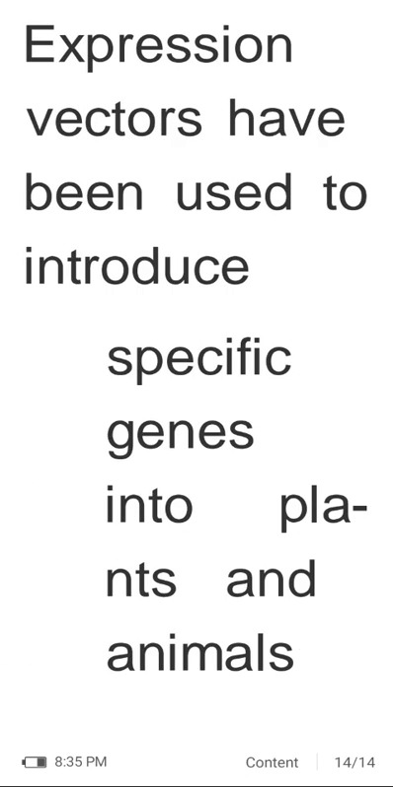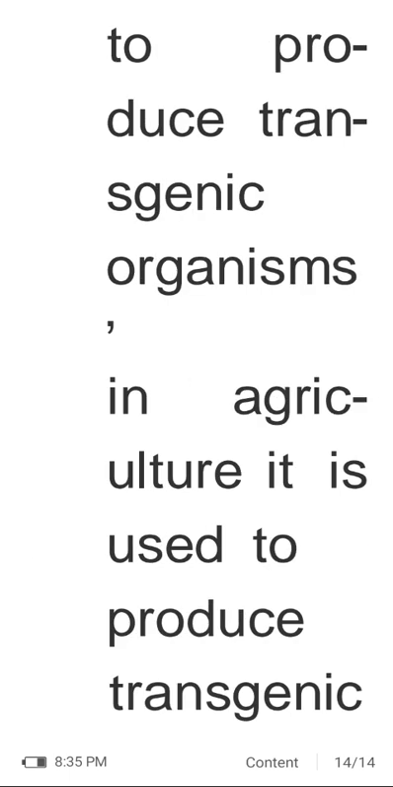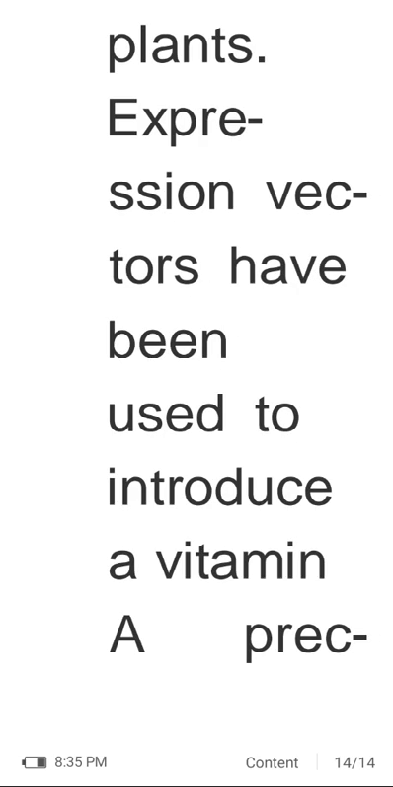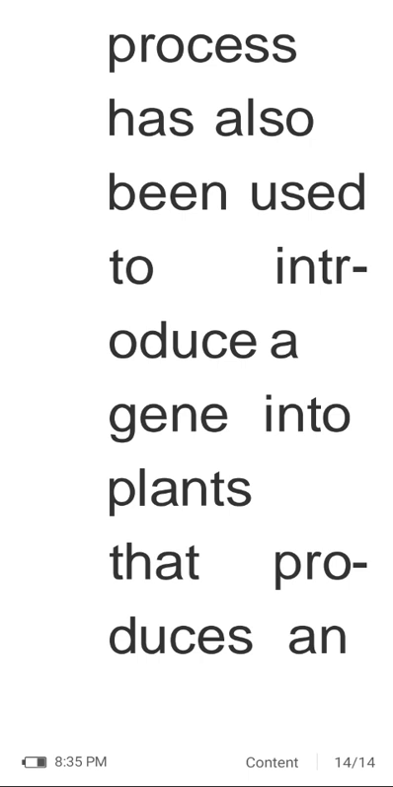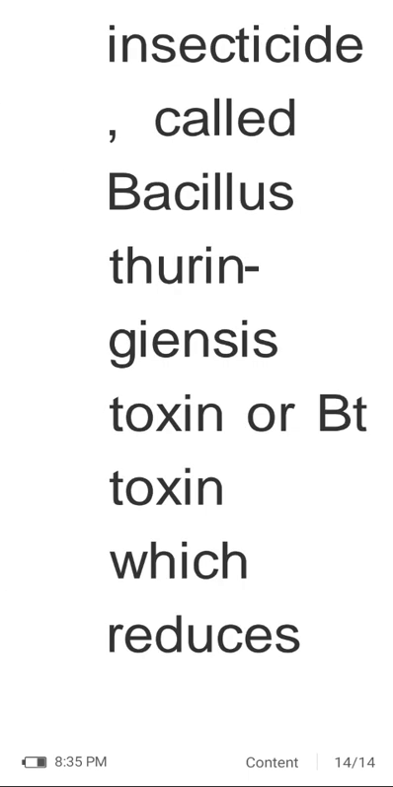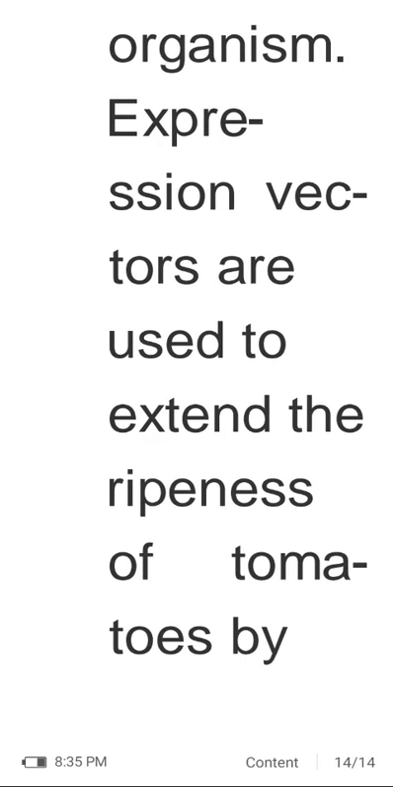Transgenic plants and animals. Expression vectors have been used to introduce specific genes into plants and animals to produce transgenic organisms. In agriculture, they are used to produce transgenic plants. Expression vectors have been used to introduce beta carotene, a vitamin A precursor, into rice plants. This product is called golden rice. This process has also been used to introduce into plants a gene that produces an insecticide called Bacillus thuringiensis toxin, or Bt toxin, which reduces the need for farmers to apply insecticide since it is produced by the modified organism.